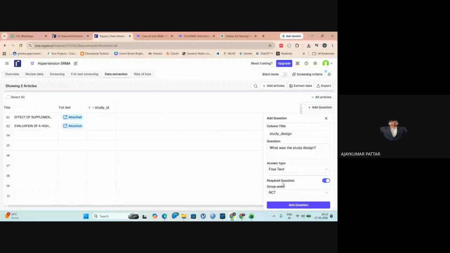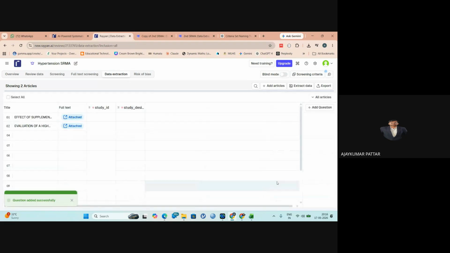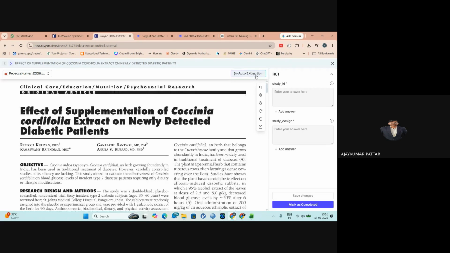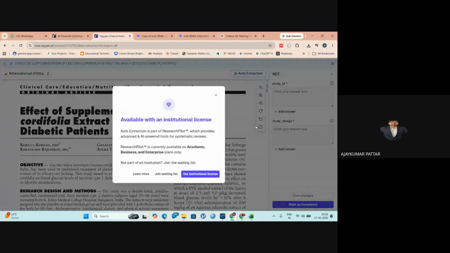So once again I will click RCT only. So for adding the question, here can you see there is an option, extract data. I will click and explore whether it is able to do or not. Here can you see, an auto extraction option is there. I will click here, auto extraction.